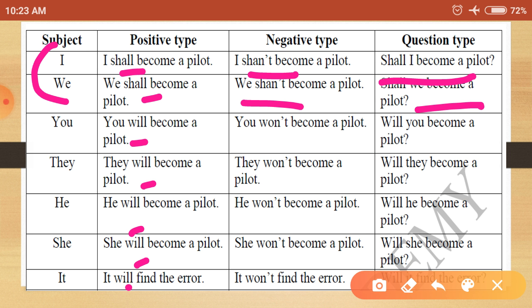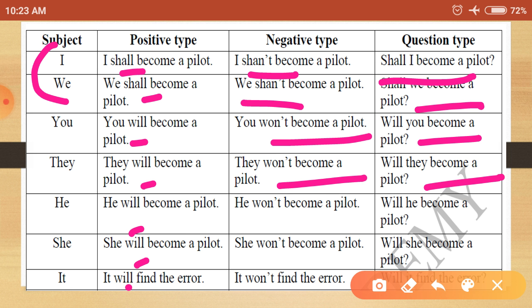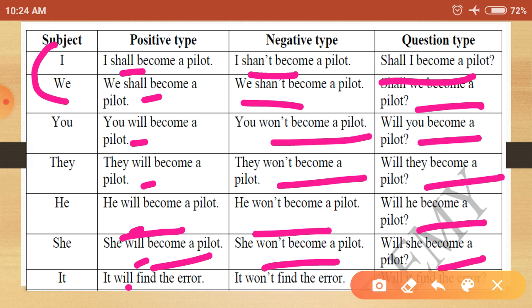You will become a pilot. This is a positive type. And you won't become a pilot. It is a negative type. Question type, will you become a pilot? They won't become a pilot. Will they become a pilot? He will become a pilot. He won't become a pilot. Will he become a pilot? She will become a pilot. She won't become a pilot. Will she become a pilot?